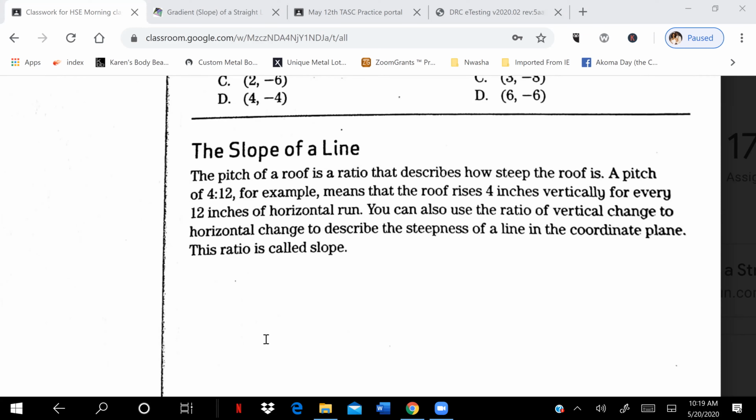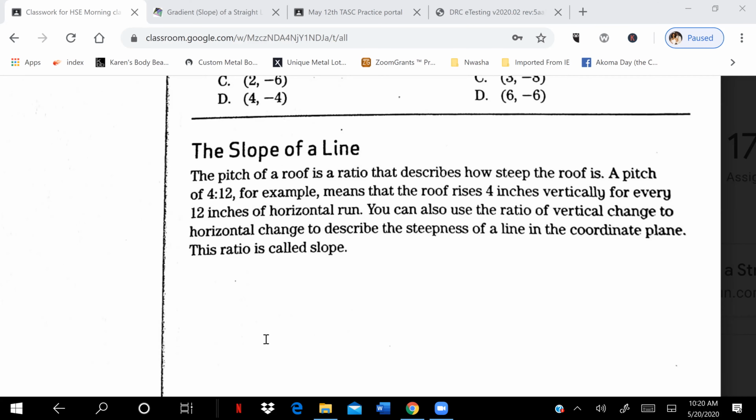They're talking about the pitch of a roof, a ratio that describes how steep the roof is. A pitch of 4 to 12, for example, means the roof rises 4 inches vertically for every 12 inches of horizontal run. You can also use the ratio of vertical change to horizontal change to describe the steepness of a line in the coordinate plane. This ratio is called slope.